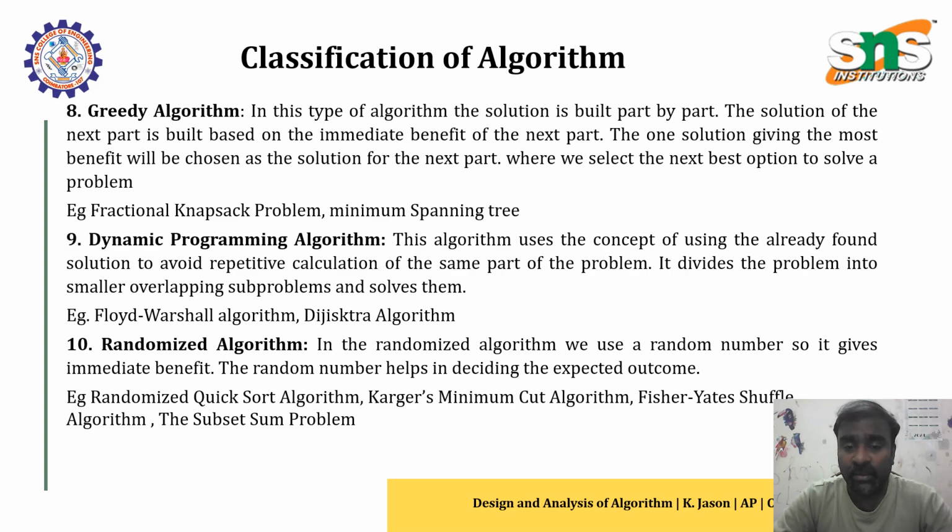Next one is dynamic programming. Dynamic programming is an algorithm that uses the concept of using the already found solution to avoid repeated calculation of the same part of the problem. It divides the problem into smaller overlapping sub-problems and solves them. Students are well aware of this to find the shortest path. Overlapping means in the routing table you have to overlap the values. If a minimum value is obtained, you have to overlap. If a maximum value is obtained, you are not able to overlap.